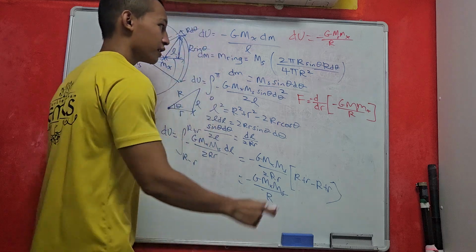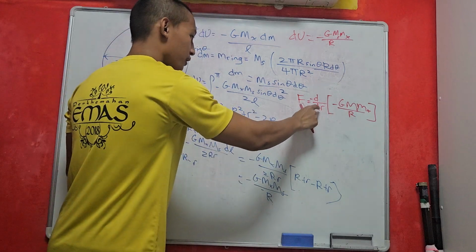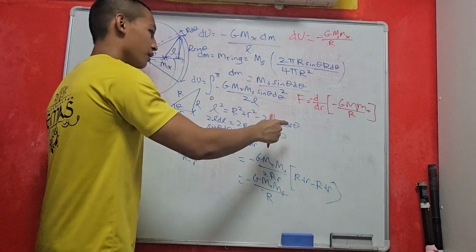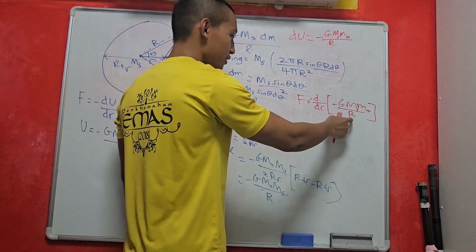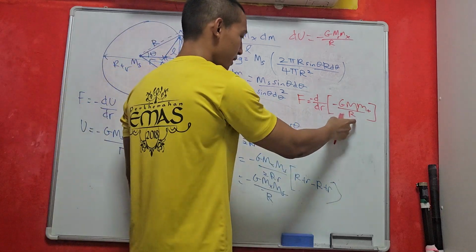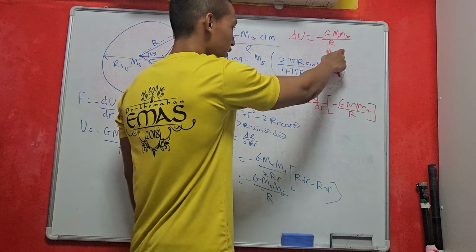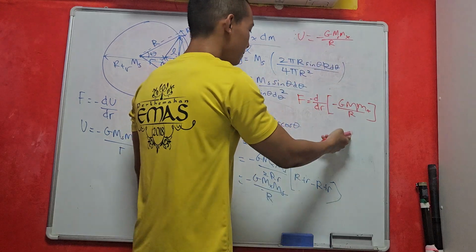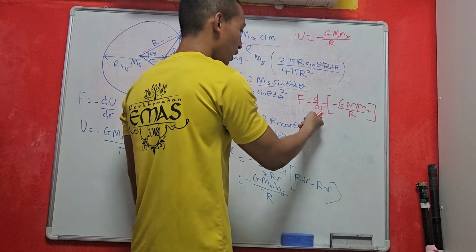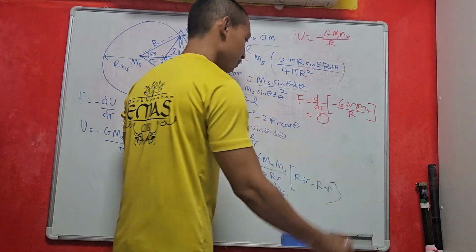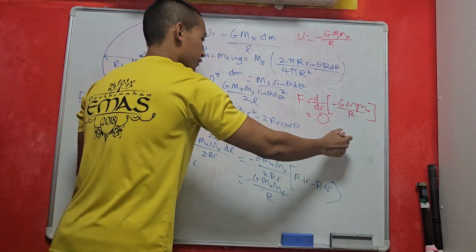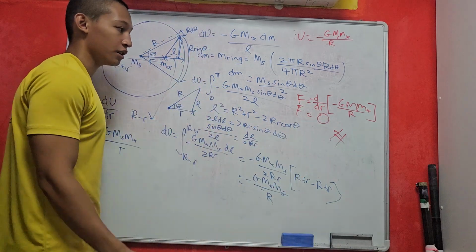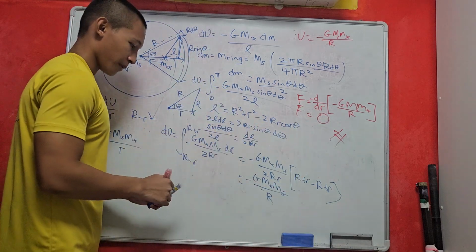But take a look at this. We are differentiating it with respect to small letter r, but we do not have small letter r inside this expression. This expression, or U, is independent of small letter r. Therefore, I can say that this is equal to 0. And voila, we have shown that the gravitational force inside a spherical hollow shell is 0.